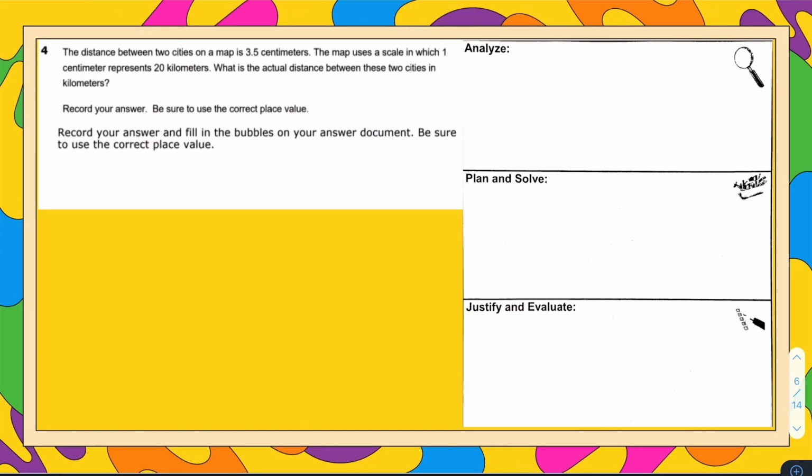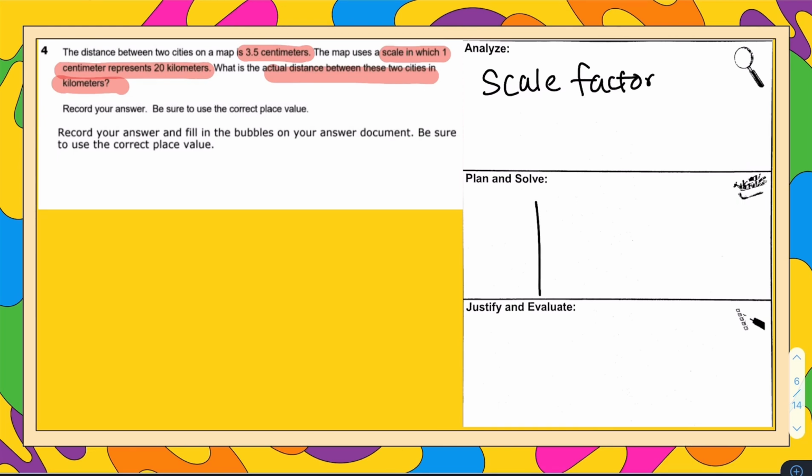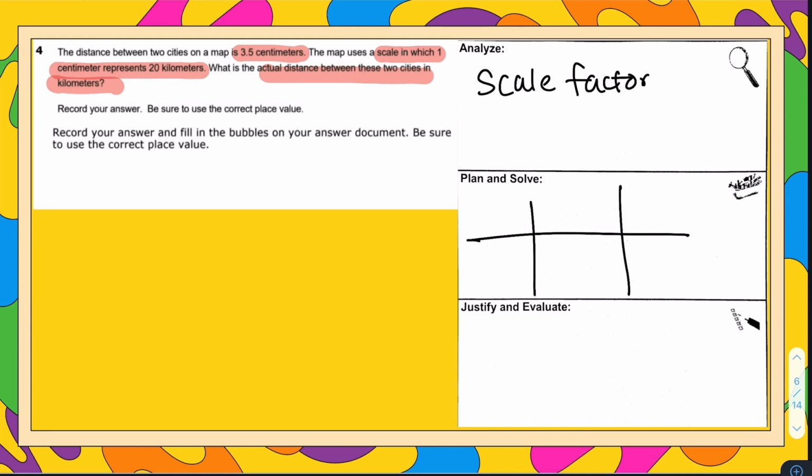Question number 4. The distance between two cities on a map is 3.5 centimeters. That map uses a scale which is 1 centimeter to represent 20 kilometers. What is the actual distance between these two cities? So as I'm analyzing this problem, I know that I'm finding a scale factor. So this is a scale factor problem. And to plan and solve, I am going to draw my big H. I'm going to write my word ratio. I have centimeters and kilometers. And right here, I'm going to write model over actual. And then here we put the scale.